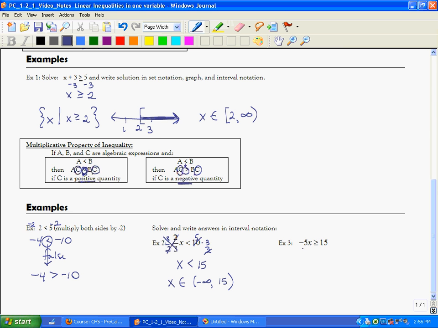In the last example, if we divide both sides by -5, or that's the same as multiplying both sides by -1/5, the -5 cancels off on the left and you're left with x. Since you're multiplying or dividing by a negative, this inequality sign will flip over to a less than or equal to, and 15 divided by -5 is -3. And in set notation, that's x is an element of the set from negative infinity all the way up to -3, including the -3, which we use a closed bracket.